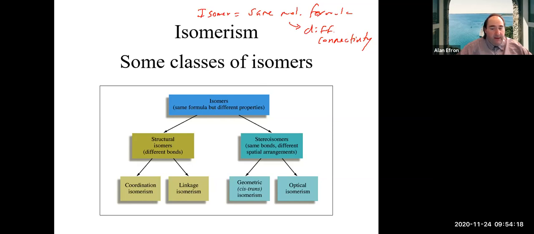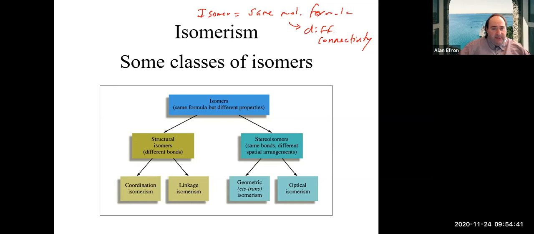There's also, on the other side, what I refer to as stereoisomers. These have the same bonds, but different three-dimensional arrangements of how they are located in three-dimensional space. And that creates what are known as geometric isomers, sometimes referred to as cis or trans. And we have some optical isomers as well.